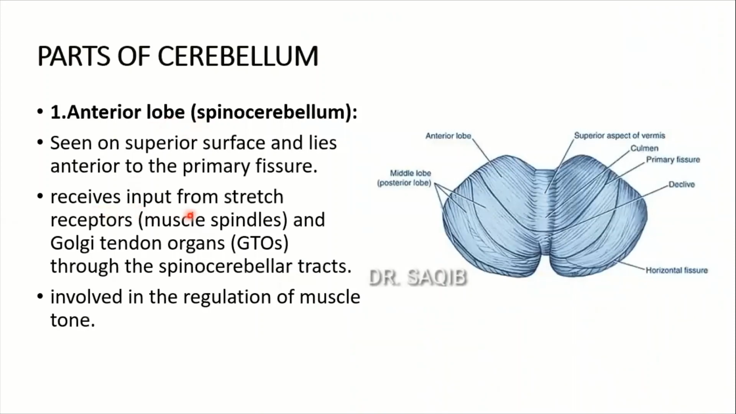It receives input from stretch receptors or muscle spindles and Golgi tendon organs through the spinocerebellar tracts. That is why it is called the spinocerebellum. It is involved in the regulation of muscle tone. Its function is the regulation of muscle tone.